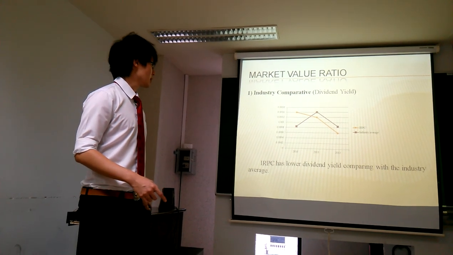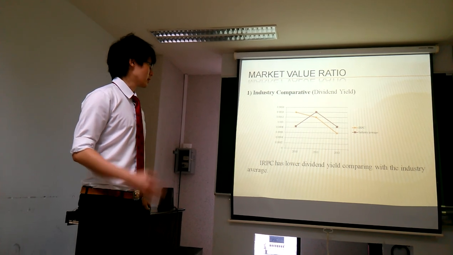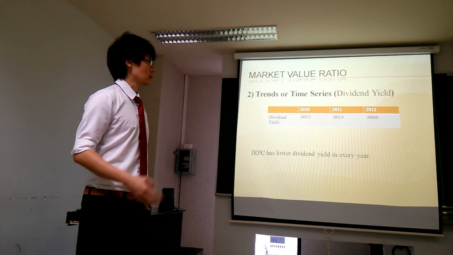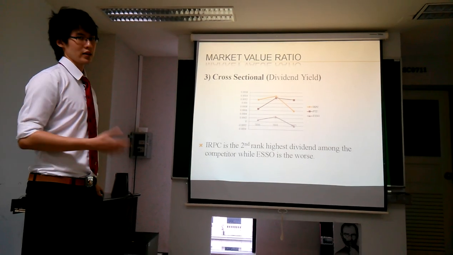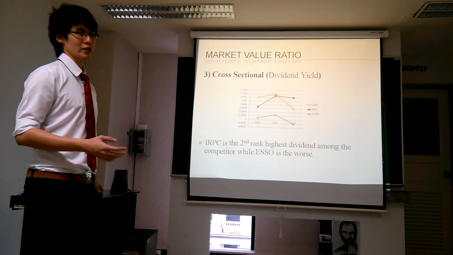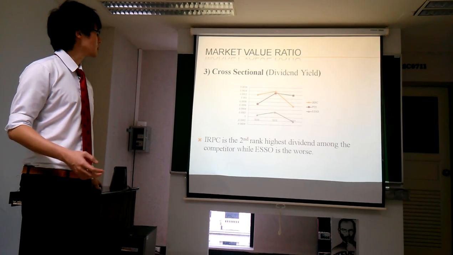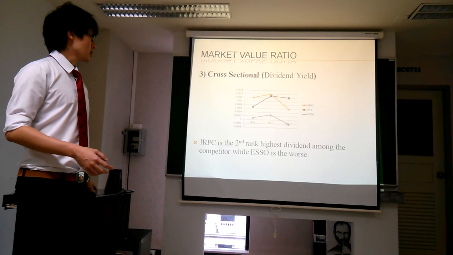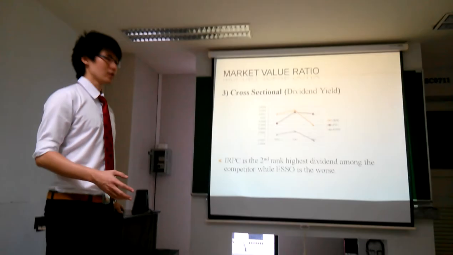And for the dividend yield, IRPC has lower dividend yield compared with the industry average, and it becomes lower and lower in every year. Even with just a little bit of increase in the year 2011, it dramatically decreases in the year 2012. For the dividend yield, IRPC is the second highest among the competitors, while SO is the worst.